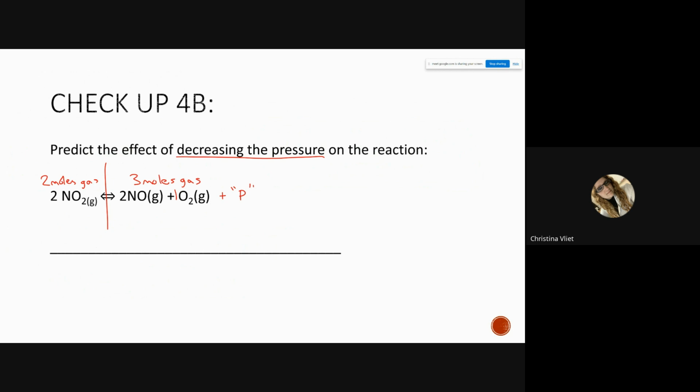So pressure goes on the product side, because that's where the most moles of gas are. This question says we are decreasing the pressure, which means less stress on the product side. So what is the reaction going to do? To restore balance, it's going to shift to the right. That's correct. Shift towards product. Whichever side has less stress, that's the side the reaction will shift to restore equilibrium.